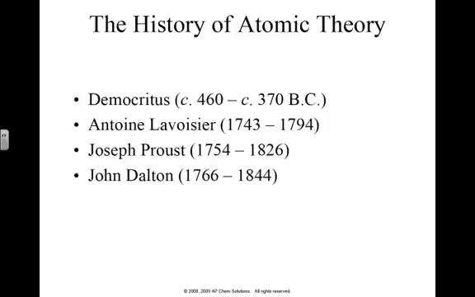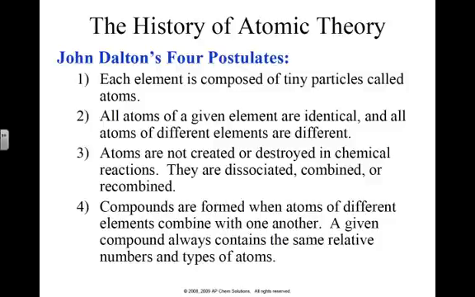Dalton kind of stole all three of those guys' concepts and threw them together into what we now call the atomic theory. He said that each element is composed of tiny little particles called atoms. He stole that from Democritus. He said that all atoms of a given element are identical and atoms of different elements are different, which is not necessarily true because isotopes are atoms of the same element, and they're not necessarily identical. They have different masses because they have different numbers of neutrons.